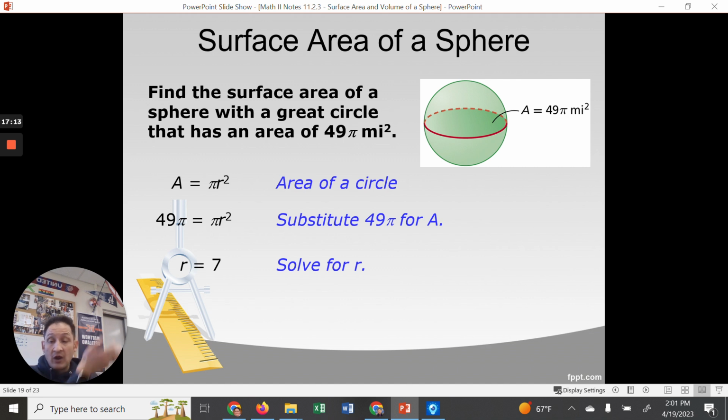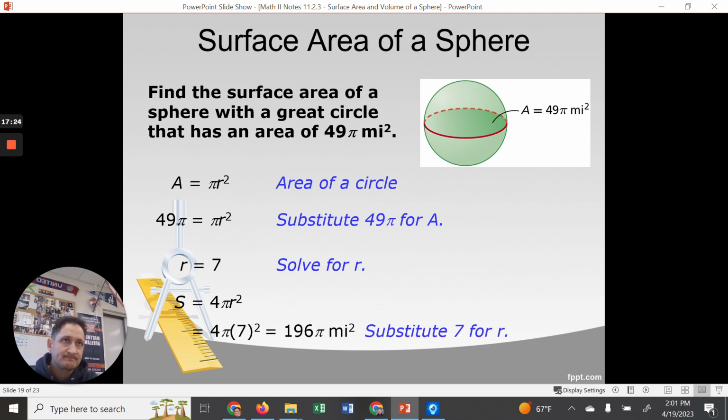Anyway, once you solve for r, I've worked backwards to solve for r. Now, surface area. Oh, thank goodness I know that the surface area of a sphere is 4 pi r squared. Plug 7 in for r. 4 times 49 is 196.